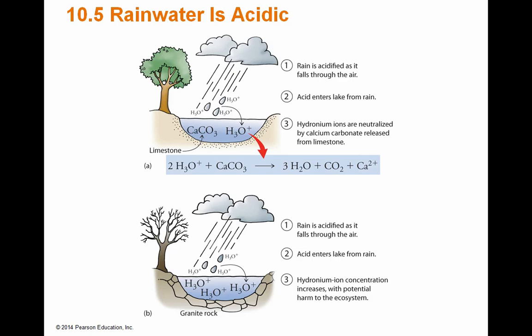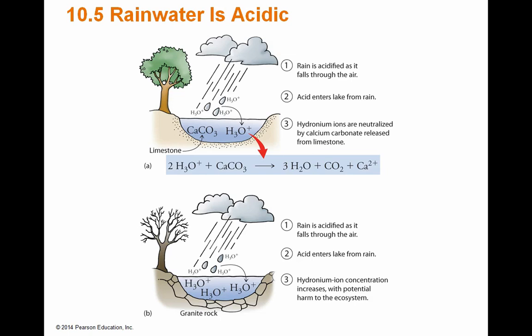The water helps prevent the trees and the surrounding areas and a lot of other destruction happening around the area. But the problem is what if, like the example at the bottom, let's say you don't have limestone present, and instead you have something like granite, which is going to be a very hard rock, and it doesn't have the minerals needed that can help neutralize the acid from the rain.